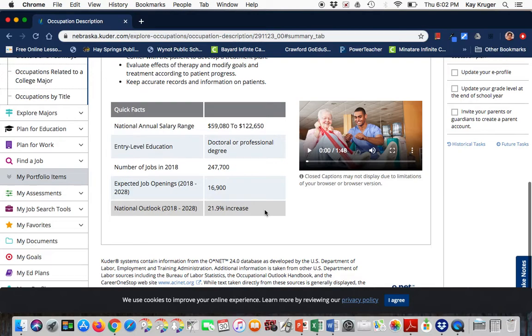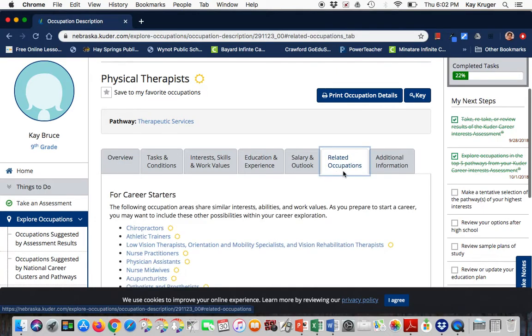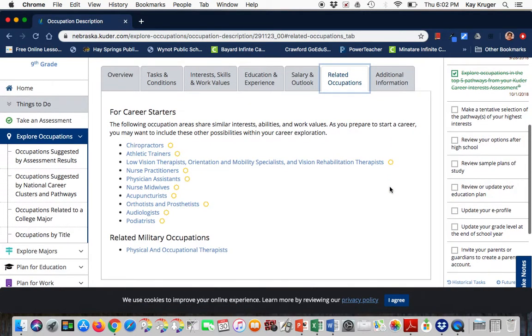So this would be a career that would be a good opportunity for you to get into because there's a 21.9% increase. There's going to be a lot of need for people in this profession. The last question is on related occupations, and you can click that tab, and there are a number of related occupations that are listed here, and much of these make sense because they're all medically related. Sometimes you get into these and you don't understand why those occupations are listed.